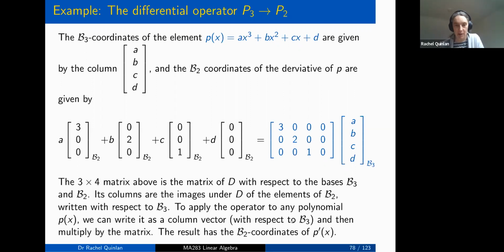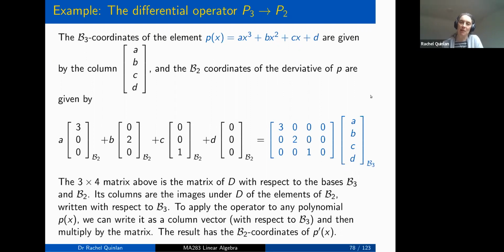Okay, so to apply this operator to any polynomial p of x, which I'm not really recommending as a way of differentiating polynomials, but you could do it, write the coefficients of p as a column vector and multiply it by this matrix, which is almost diagonal, although it's not square. Of course the constant term never enters the product because all these zeros meet it in each column, and that fits because the derivative of a constant gives us 0. If you have two polynomials that agree everywhere except in their constant term, they have the same derivative. So the result of this matrix multiplication has the B2 coordinates of the derivative of p.